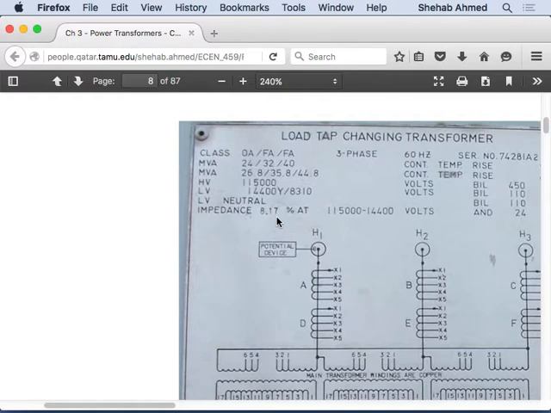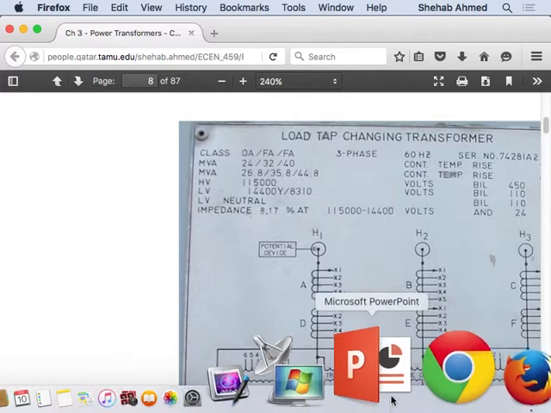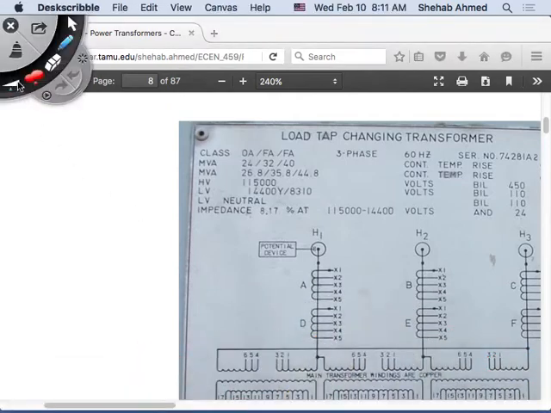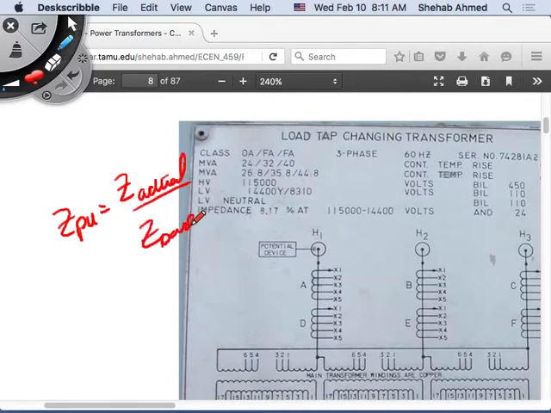Remember, the definition of per unit is what? Z per unit is equal to Z actual value over the base. And this impedance, they're giving it to you as a per unit. On what base? On what base?